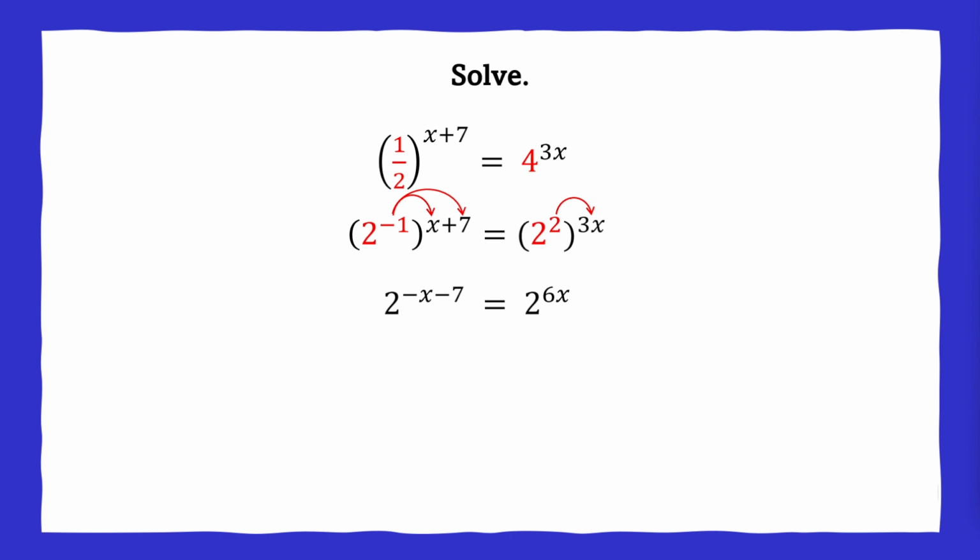Since the bases are the same, we can set the exponents equal to each other. Add x to both sides. Then divide both sides by 7. We get x equals -1.